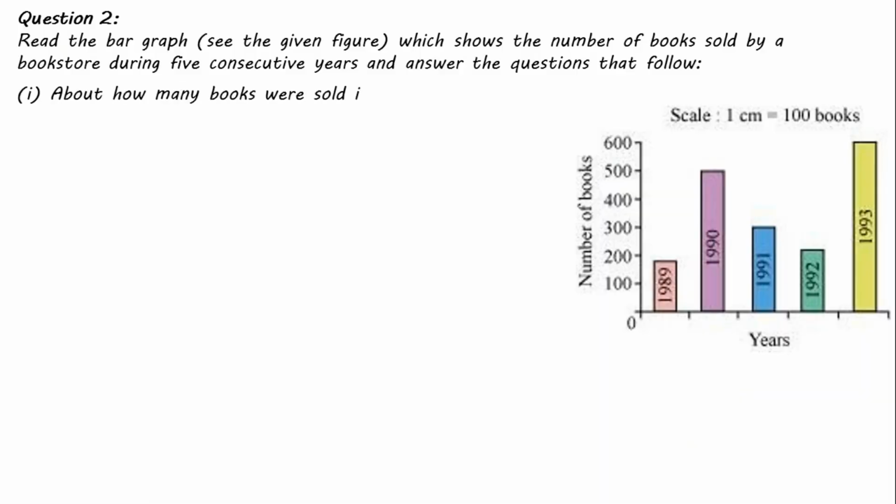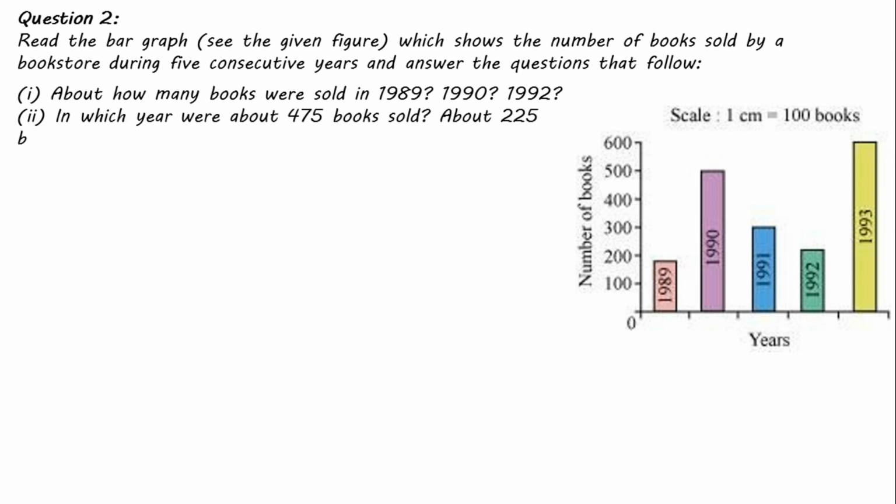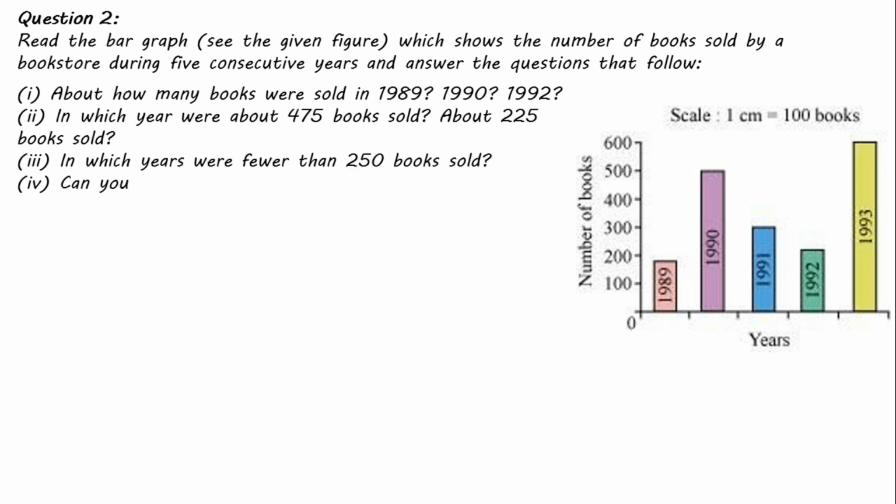About how many books were sold in 1989, 1990 and 1992? In which year about 475 books were sold, about 225 books sold? Third, in which year were fewer than 250 books sold? Fourth, can you explain how would you estimate the number of books sold in 1989?